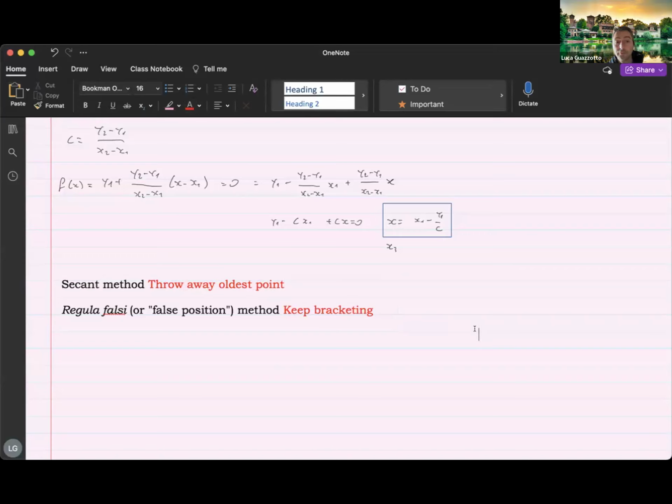The false position or regula falsi, which is kind of false position, position not as in location, but in assumption in Latin. We'll just say, well, let me not take any chances. Let me make sure that I always keep the correct value between my 2 points, x1 and x2.